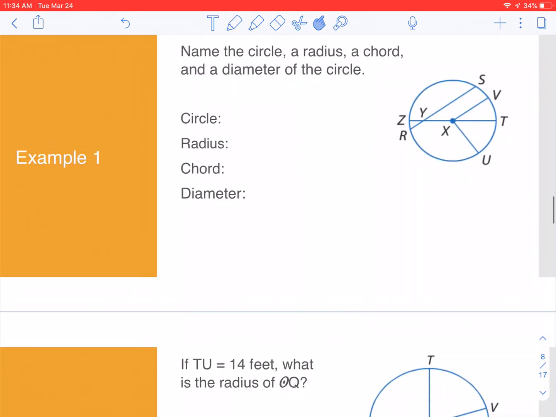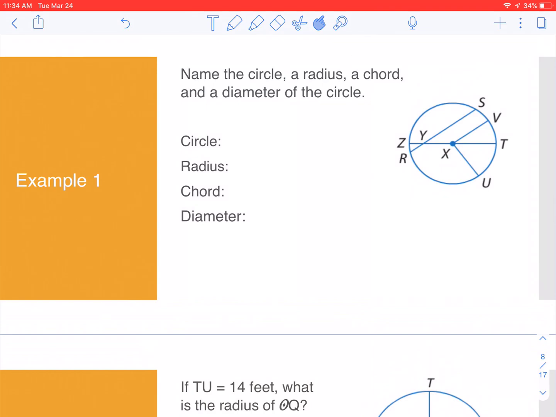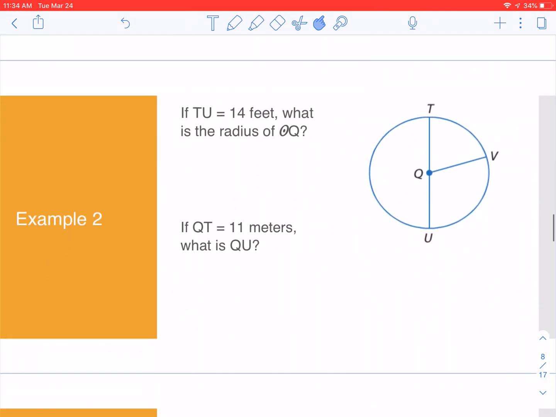Great, this next one you guys can practice on. I'm not sure if it's on the slides I gave you, but if you want to practice on that one, you can. Here's another example problem we can think about. Let's look at TU. TU is 14 feet. What is the radius of the circle?